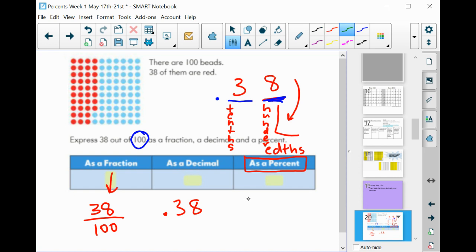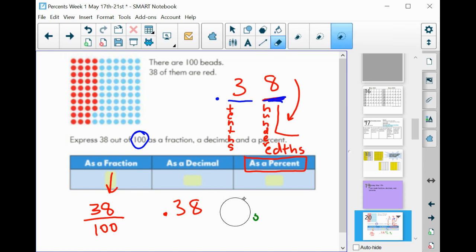Now this part is new for you, and this is writing these as a percent. So the first thing I'm going to do is write my little percentage sign. You can write that before or after your number, it doesn't really matter. You can connect the slanted line and the circles, or you can write it like this, or you could just write a slash and your two circles, percentage.